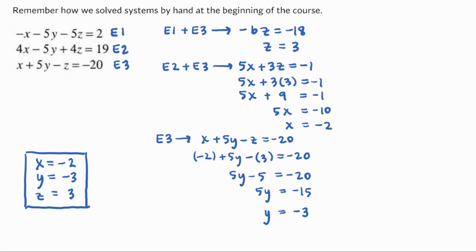So, when solving a 3 by 3 system by hand, I'm always trying to look for elimination because I like elimination. And I see this -5y, -5y, and +5y, and I decide I'm going to eliminate on y. So I add equation 1 to equation 3, add equation 2 to equation 3, stuff shakes out, I get x equals -2, y equals -3, z equals 3. But there's a faster way we could have done this using a calculator.